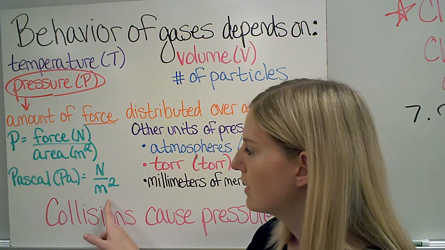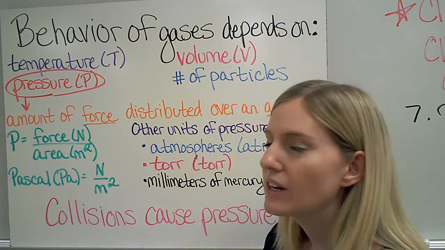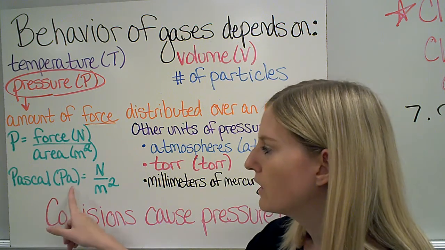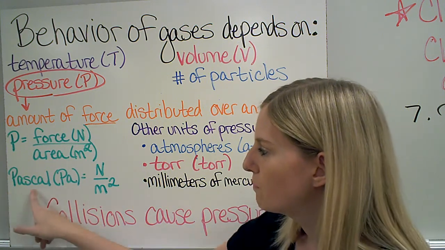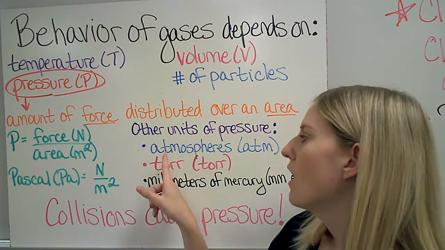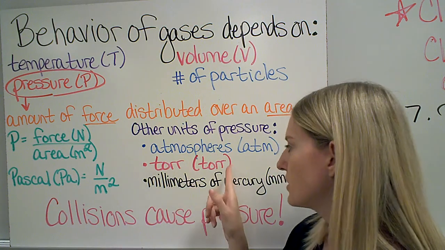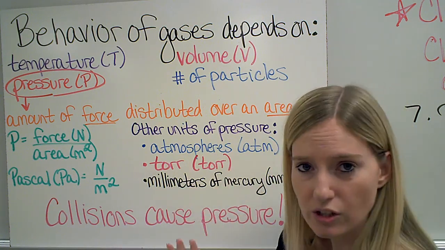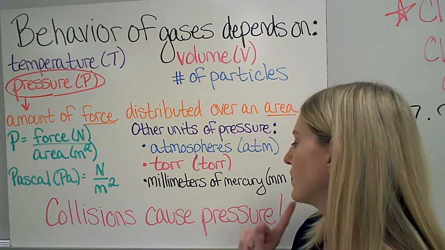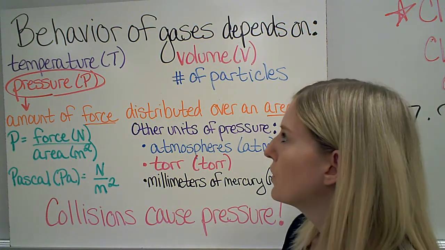This would give us a Pascal. So that is 1 Newton per meter squared, and I represent that with capital P, lowercase a. So a Pascal is a unit of pressure. Other units of pressure are atmospheres, which I represent with ATM, torr, which doesn't have an abbreviation, it's still torr, and millimeters of mercury, which is mm of Hg, since Hg is mercury.